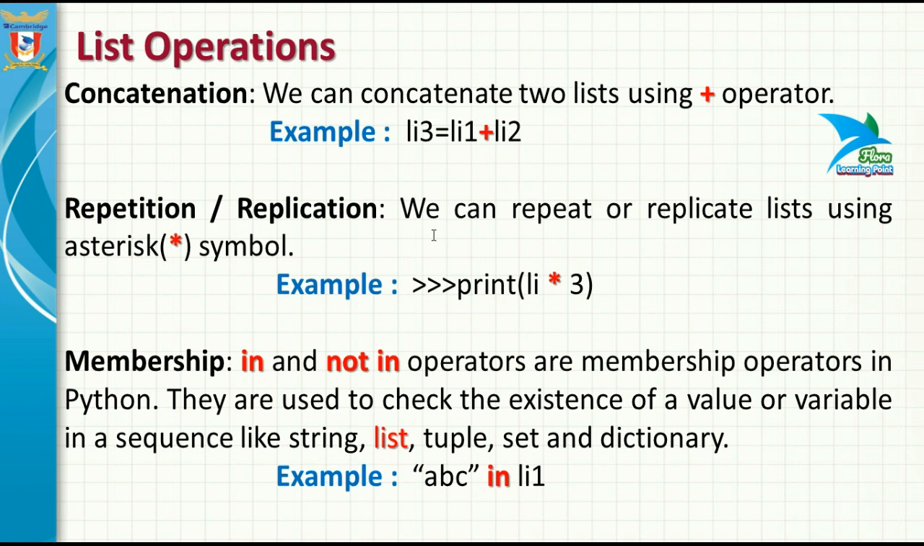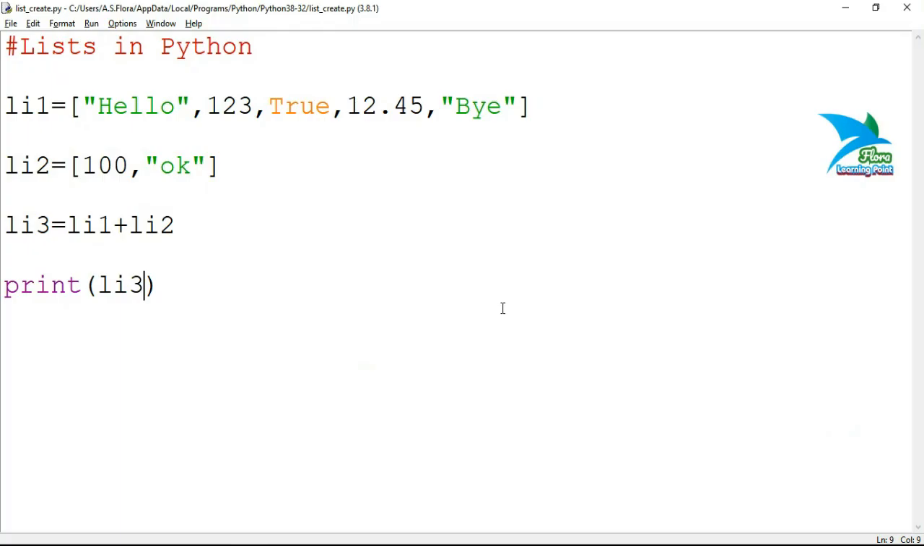Next we will discuss the repetition or replication operation. As we have already discussed in strings, replication means copying a string. Similarly, we can repeat or replicate a list using the asterisk operator, that is the multiplication operator, the star symbol. If you want to replicate a list, you have to specify a number. According to that number, the elements of that list will be repeated or replicated.